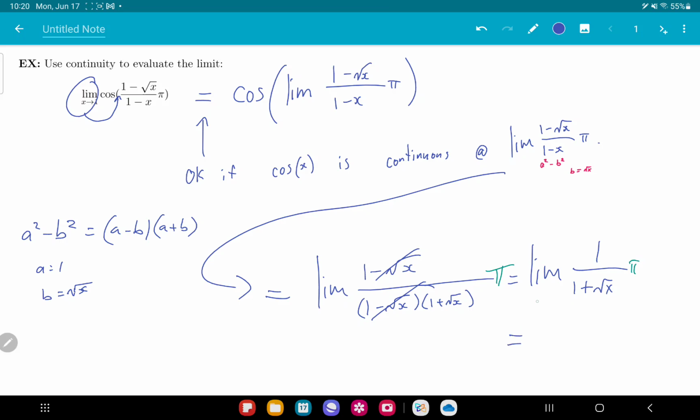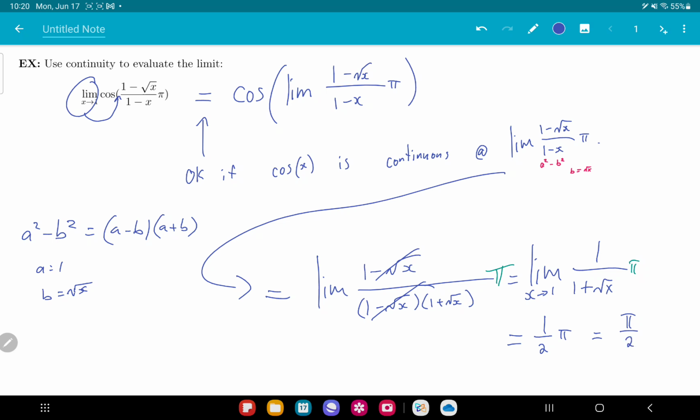Now, what's x going to? X is going to 1. X is going to 1. So what do I get? I get a half pi. A half of pi, better known as pi over 2.